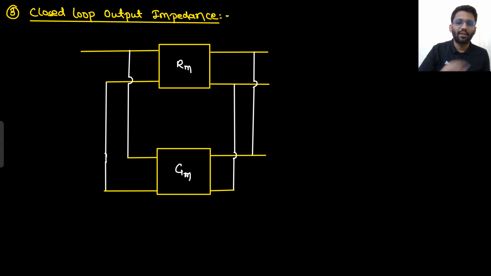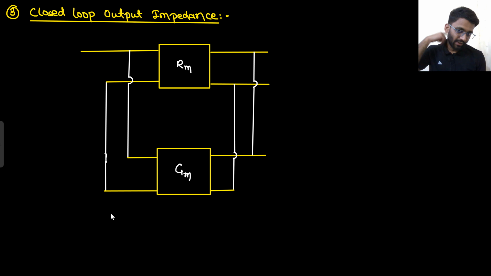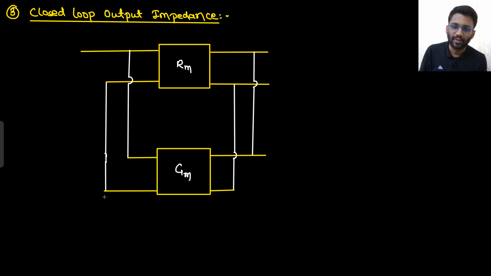Tell me what will be your R naught with feedback? Output impedance. Closed loop output impedance we need to calculate. So we are calculating closed loop output impedance. We have already open circuited the current source. This was the current source we were having, that has been open circuited already. Say yes or no. Let me make a clearer diagram. Okay, yeah. So now I need to calculate output impedance. So what will be my output impedance? From here I will be calculating my output impedance.